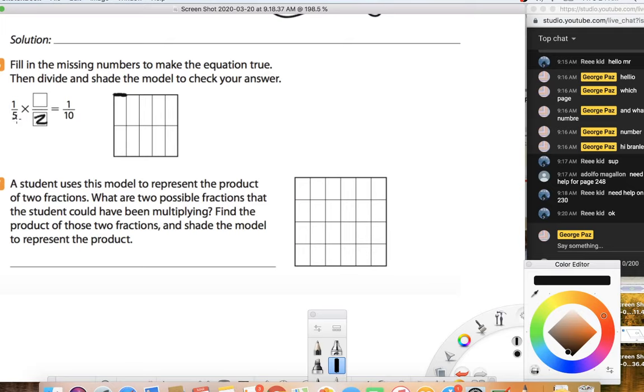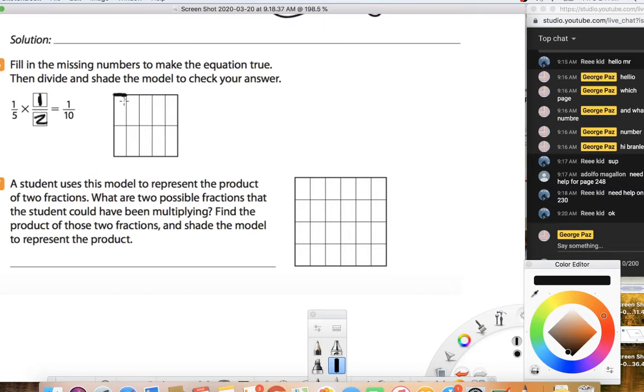Now, when I do 5 times 2, I get 10. That works. But I don't know 1 times what gives me 1. 1 times 1 gives me 1. But look at this. Now we have our missing fraction, our missing number. We already solved the first part, fill in the missing numbers to make the equation true. Boom. Now, next one, it says, then divide and shade the model to check your answer.